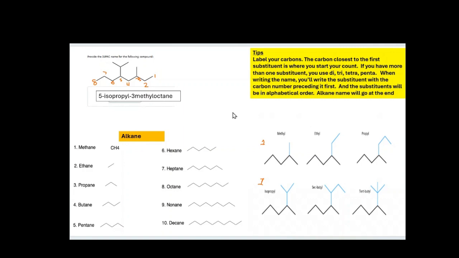You can go back, watch refresher videos or what your professor posted or throughout YouTube to get a feel for it. But it's fairly simple. Again, you got your alkane name at the end, your methyl groups, and then you just have what carbon it's attached to according to your count.